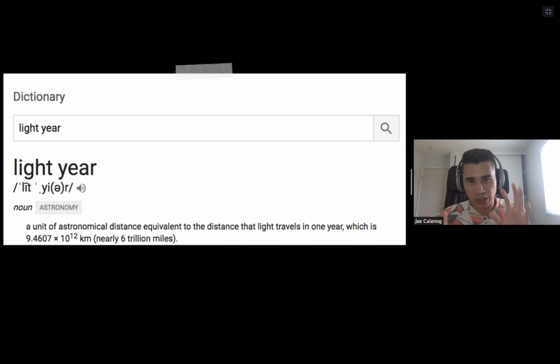If you actually look this up on Wikipedia, which is a pretty reliable source of scientific information, if you ask me, 1 light year is the unit of astronomical distance equivalent to the distance that light travels in 1 year, which is about 6 trillion miles, right? So the keyword is distance in this case.